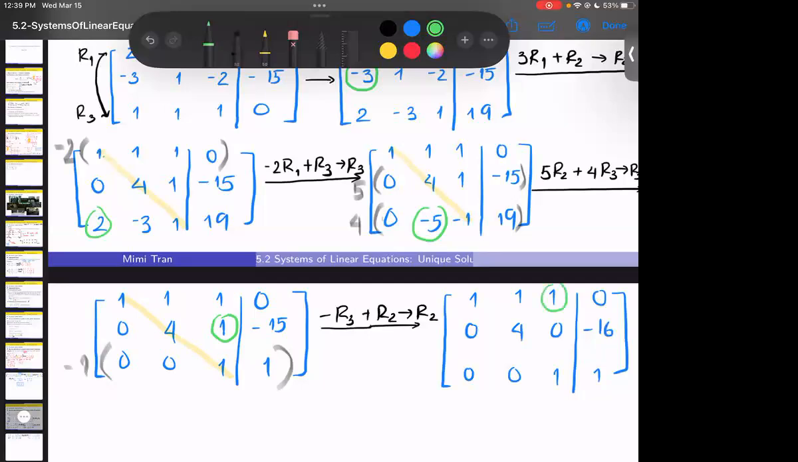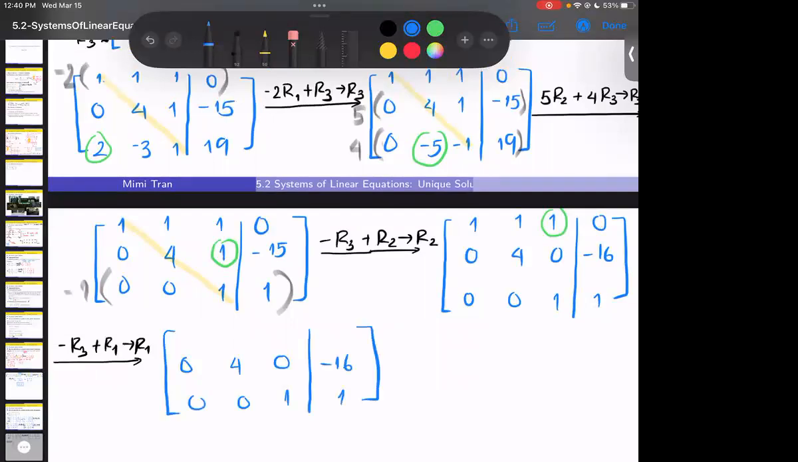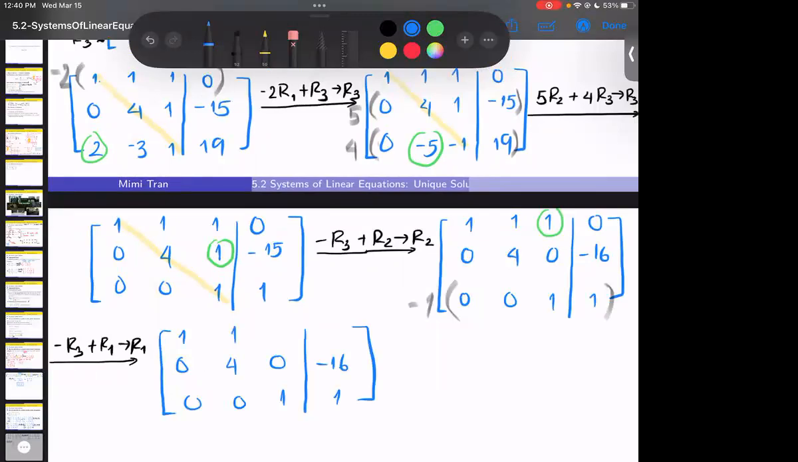Next one will be this one. What row should I use? It should get easier now. I'm still using row 3, right? I wrote so large, it's all right. -1 R3, add to R1, give me new R1. Rewrite the rows that do not change so you don't forget. Still 1. Still 1. 0. -1 times 1 is -1. Plus 0 is -1.